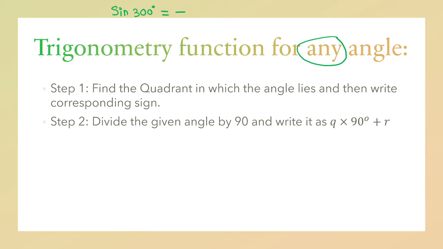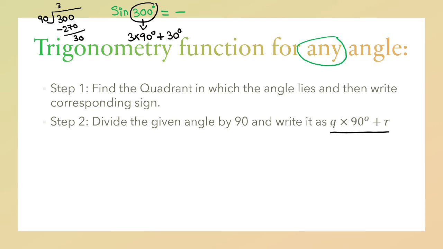The next step is to divide my angle by 90 degree. So I just do the same as given in the second step. That means I am supposed to divide 300 by 90. So I think it is 3 times, right? So it is nothing but 270. The remainder is nothing but 30. So what I observe is this 300 could be written in the form of q into 90 plus r. So I just write it as 3 times 90 degree plus the remainder, that is nothing but 30 degree.